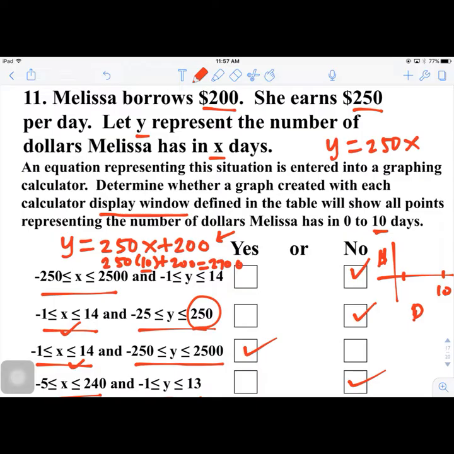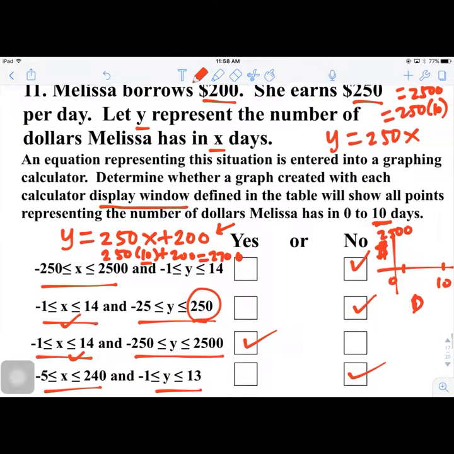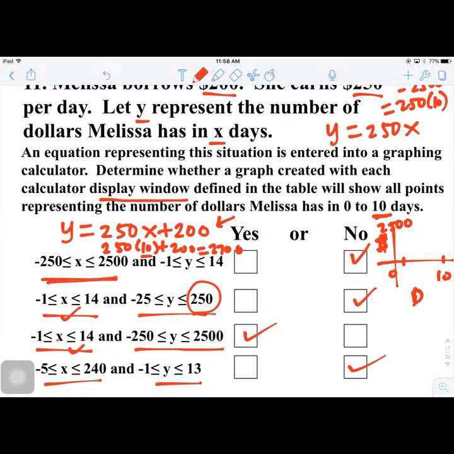And if we were to count how much she would make in 10 days, that will be 250 times 10, which is $2,500 that she will have. So if we were to graph this on a graphing calculator, we would have to set the window. The x-axis will represent the number of days, which goes from 0 to 10. And then the y-axis is the amount of money she will have, which in this case has a maximum of $2,500. So what would be an appropriate window? For the x-axis, it should go from 0 to 10.